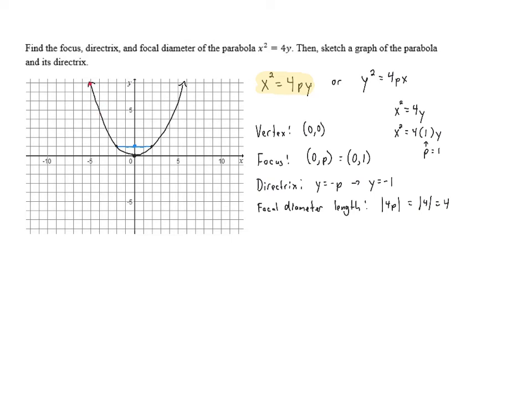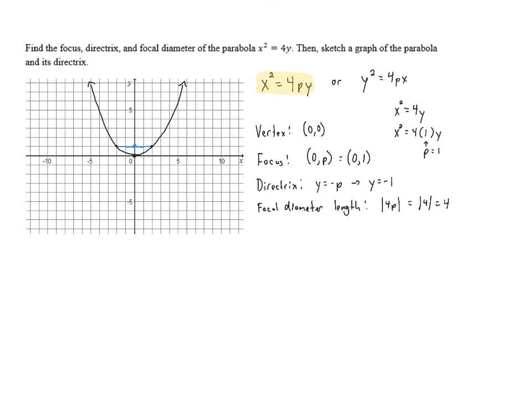It doesn't help us too much to figure out exactly how wide things are up here, so we're not going to be super accurate up there, but at the place where the focus is, the width will be accurate. And since the focus is the most important point when we're looking at the reflective properties of parabolas and things like that, that's what we're most concerned with.